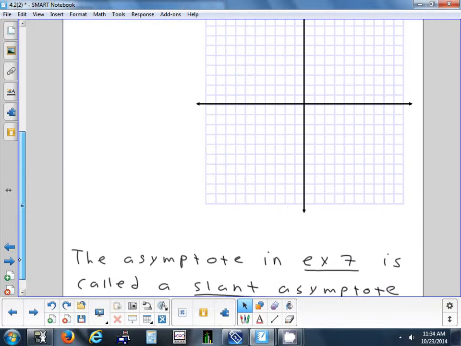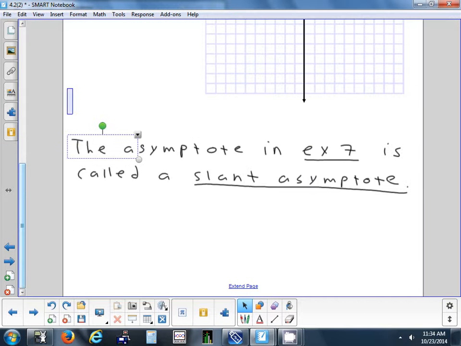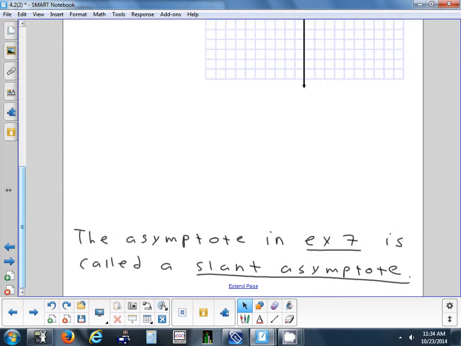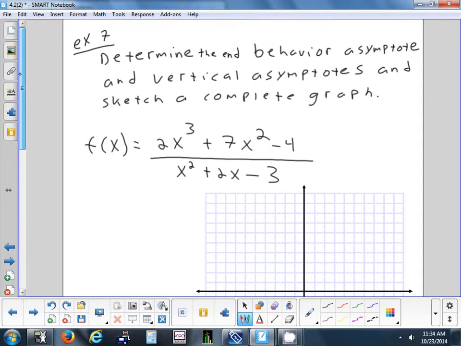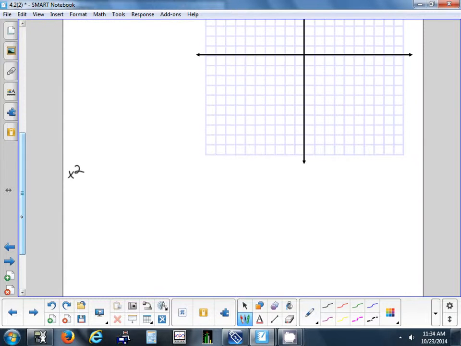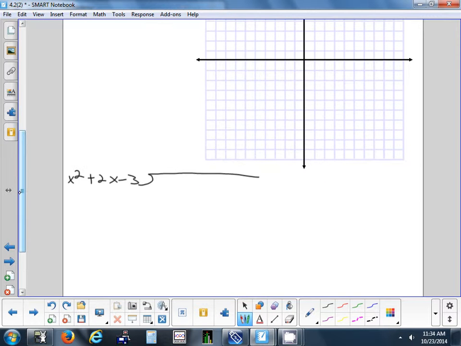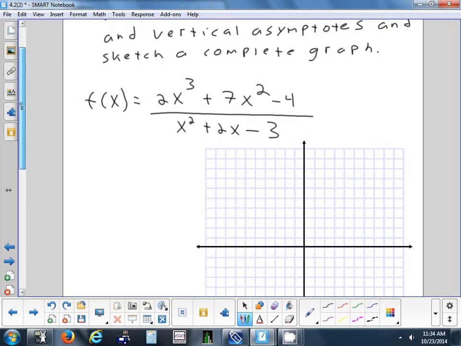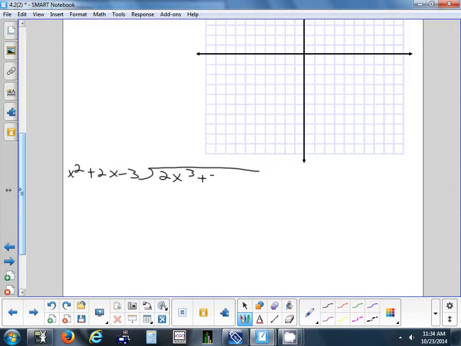All right, so let's make a little space here. Let's do out the long division. So we got x squared plus 2x minus 3 divided into 2x cubed plus 7x squared minus 4. Now, all I'm really interested in here is the quotient. I don't need the remainder. I'm trying to find the end behavior asymptote. That's what I want to find, so that's just the quotient.